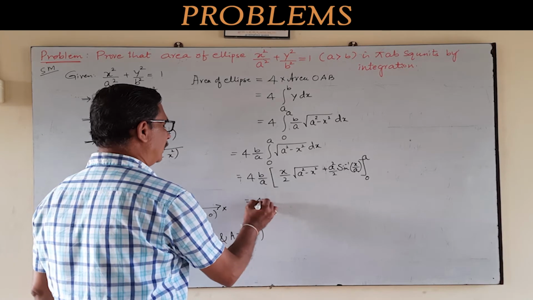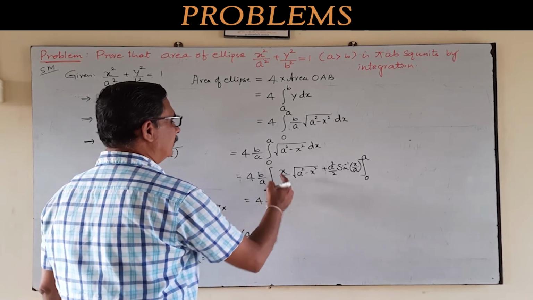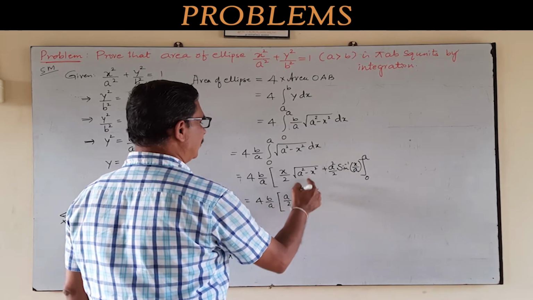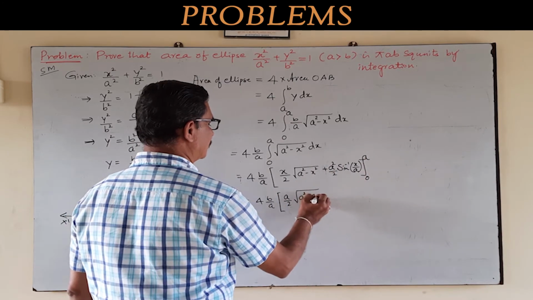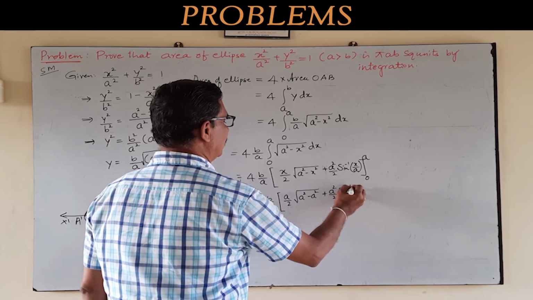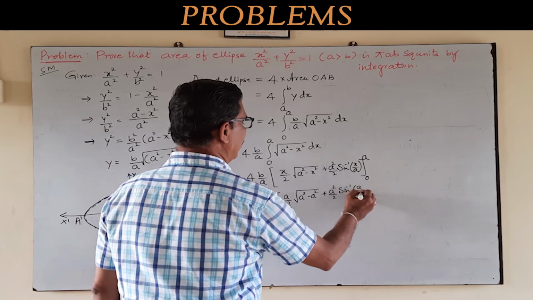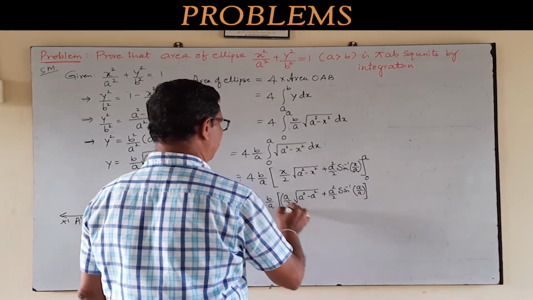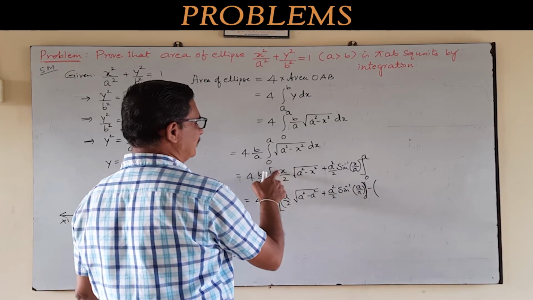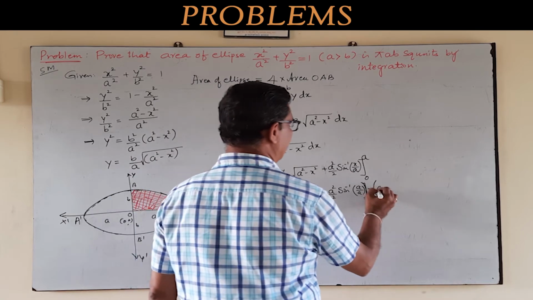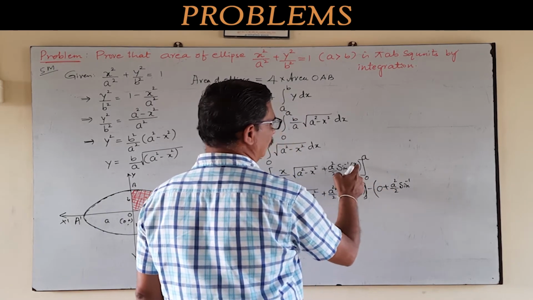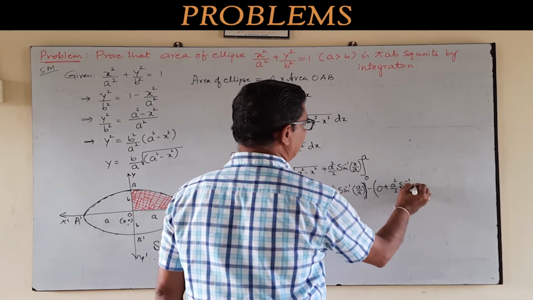Okay, then simplify. Put x is equal to the upper limit. Upper limit is a, that is a by 2 into root of a square minus a square, plus a square by 2 sine inverse of a by a, x value a, right? This is the upper limit. Minus, x equal to lower limit. Lower limit is 0. Put x is 0. 0 by 2 is 0. 0 into any number is 0. Plus a square by 2 sine inverse of 0 by a, 0.